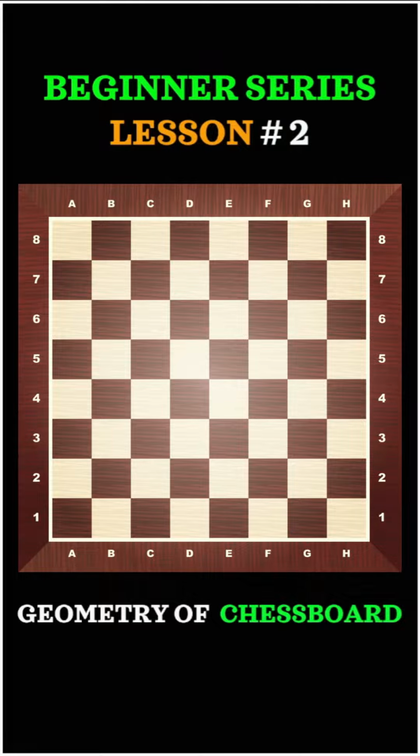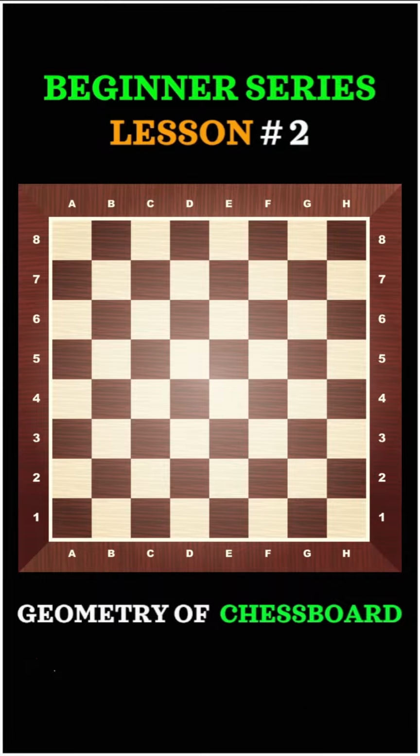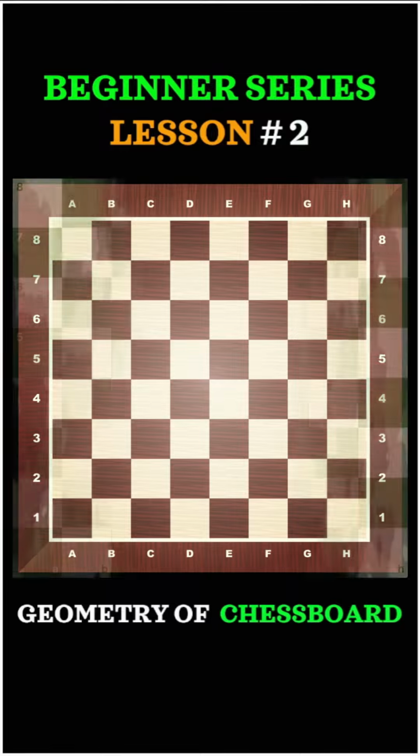The chessboard is made up of an 8x8 grid of squares, each of which has a unique name based on its position. Half of the squares on the chessboard are light colored and they are called light squares, while the other half of the chessboard are dark colored and they are called dark squares. When setting up the board, make sure that your lower right square is always the light colored square.